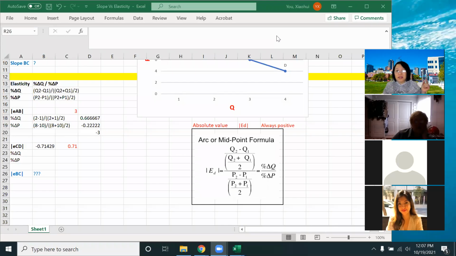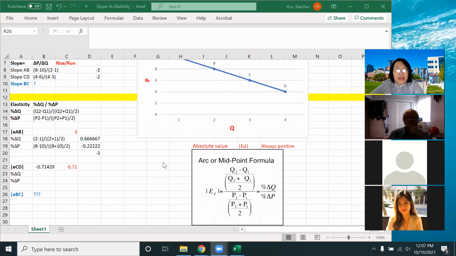You're not sharing your screen anymore. Oh, what happened? Okay. Can you see it now? Yes, thank you. Open the slope versus elasticity.